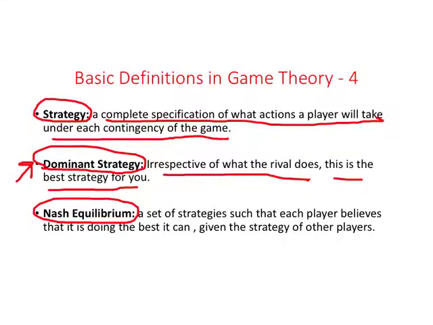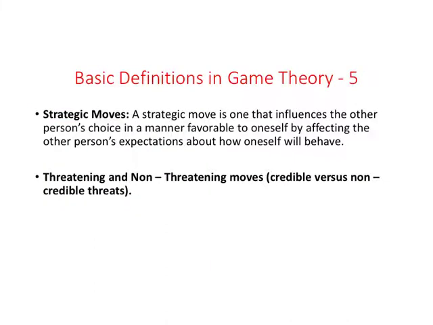And what is Nash equilibrium? It's just an intersection of dominant strategies of different players. Or, in other words, Nash equilibrium is a set of strategies such that each player believes that he or she is doing the best he or she can given the strategy of other players, and other players do exactly the same thing, and if all these match, what we have is Nash equilibrium.